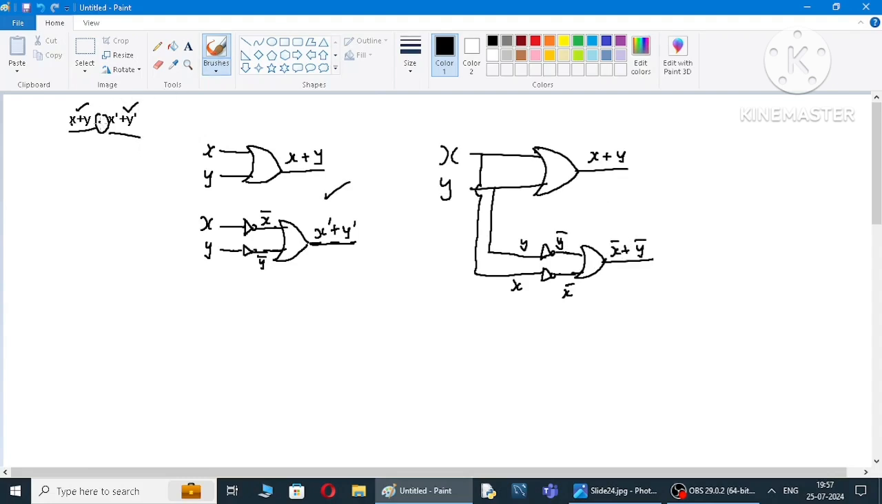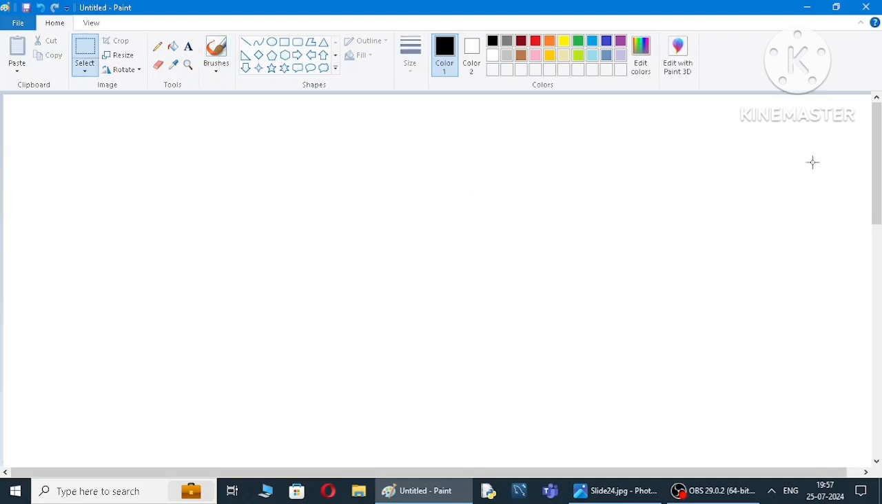Now what is left here? Dot. Dot stands for multiplication, which is symbolized by the AND gate. Dot for AND. So bring both the outputs and put them in an AND gate, which means you are putting this and this in an AND gate. (x plus y) dot (x bar plus y bar). This is how you draw a logic circuit.